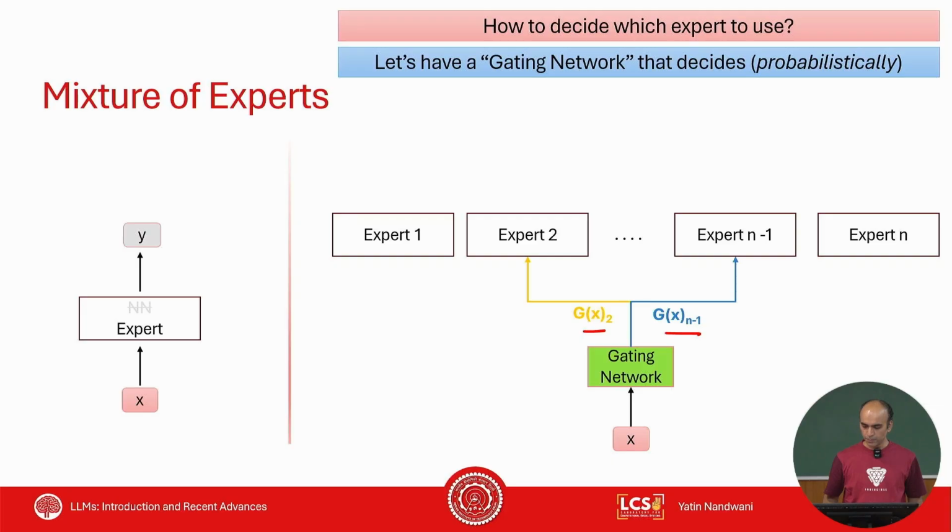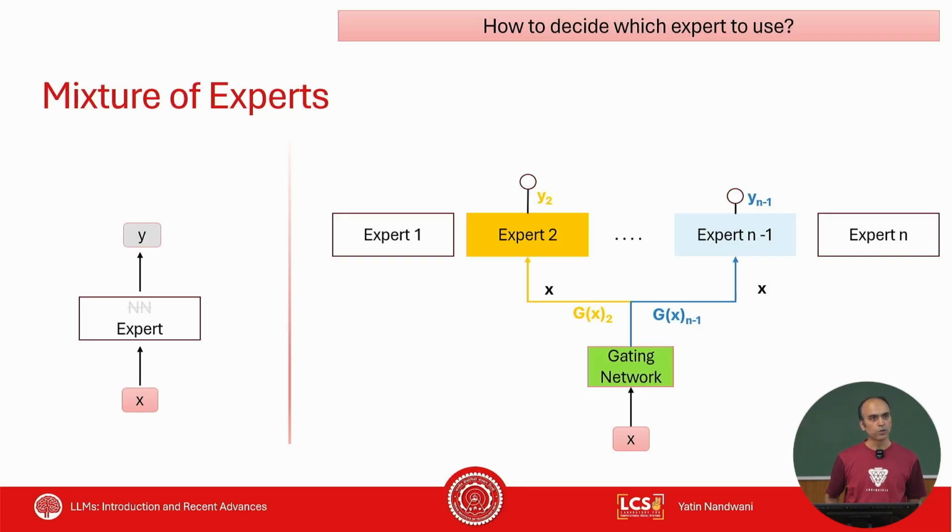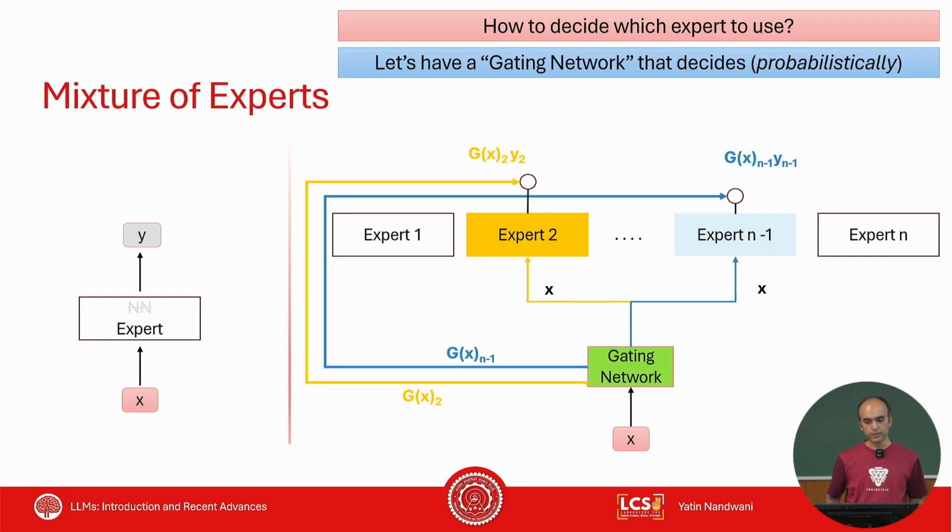Let's say we select these two experts using some mechanism, and we get the corresponding outputs. And we take a linear or convex sum of these two using the corresponding probabilities. So this is the expected output that I have. One expert is giving me y(n-1) as the output, the other is giving me y2 as the output. The expected output is the corresponding probability times that.